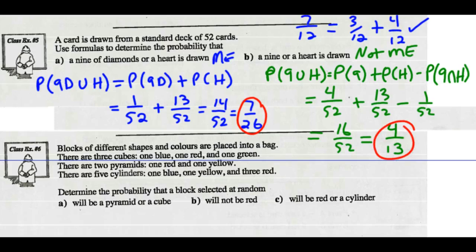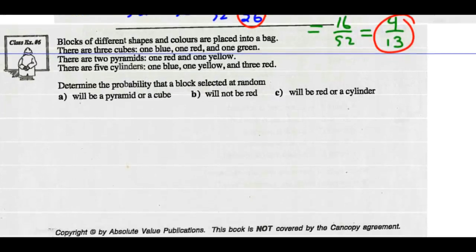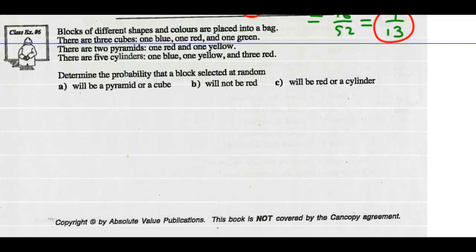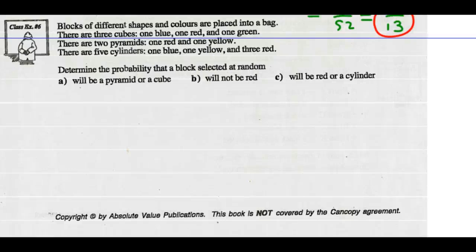All right, let's look at example 6. Blocks of different shapes and colors are placed into a bag. There are 3 cubes, 1 red, 1 blue, 1 green, 2 pyramids, 1 red and 1 yellow, and 5 cylinders, 1 blue, 1 yellow, and 3 red. So, A, determine the probability that a block selected at random will be a pyramid or a cube. First off, you have to decide, is this mutually exclusive or not? Can you pull a pyramid and a cube out at the same time? No. So yes, these are mutually exclusive.